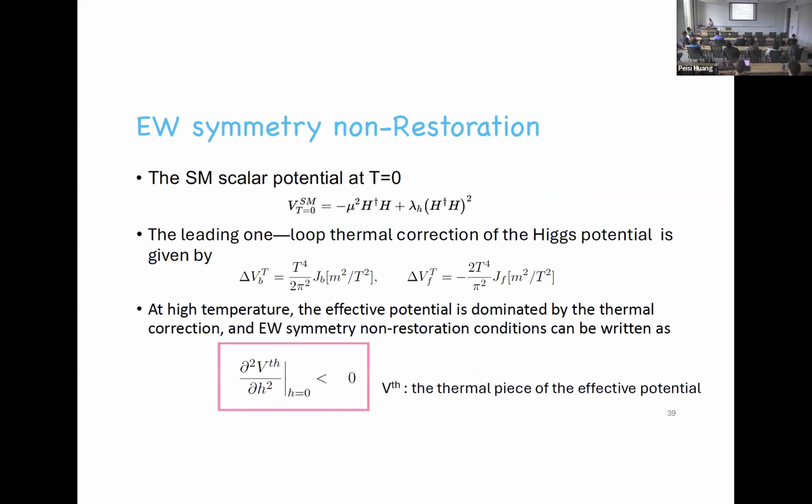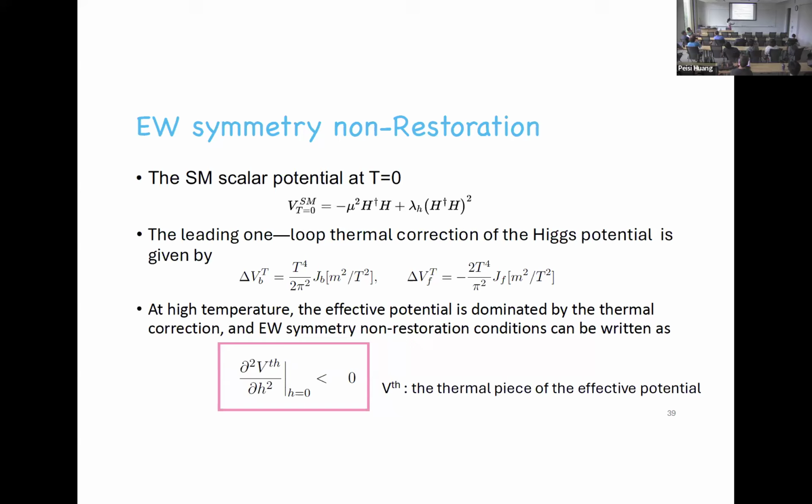Before I tell you the story, let's first write down the condition for electroweak symmetry non-restoration. The standard model scalar potential at zero temperature looks like this, with spontaneous symmetry breaking. Then the leading one-loop thermal corrections to the Higgs potential are given by the J_B and J_F functions for one bosonic degree of freedom and one Dirac fermionic degree of freedom. At high temperature, those contributions go like T to the fourth, and even the leading order goes like T squared. So at high temperature, the effective potential is dominated by the thermal correction.